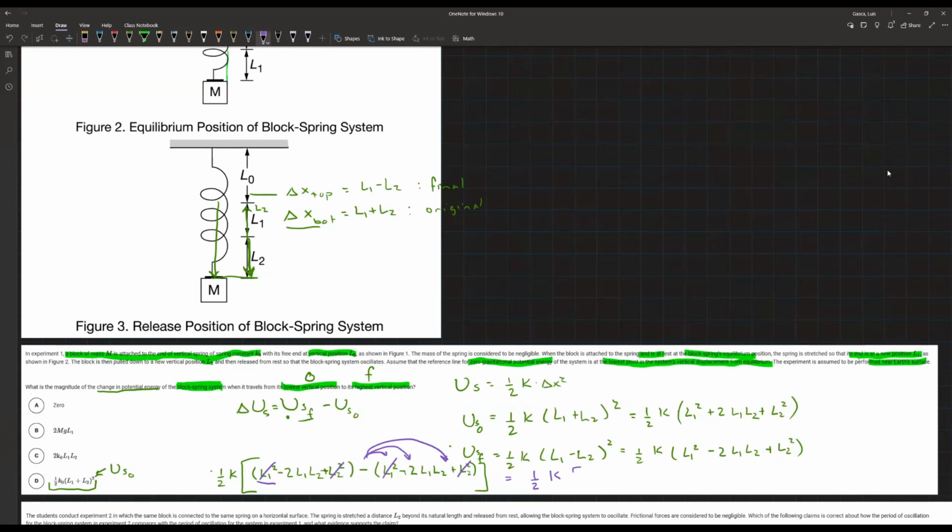K negative 2L1 L2 minus 2L1 L2. And we can clean this up. This is 1/2 K. This becomes 4. Negative 2 minus 2 is 4L1 L2. And lastly, these guys cancel for a factor of 2KL1 L2. And so this is a lot of work, but C is our best answer choice here.